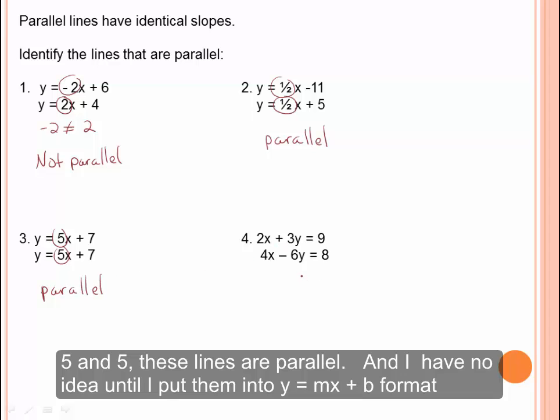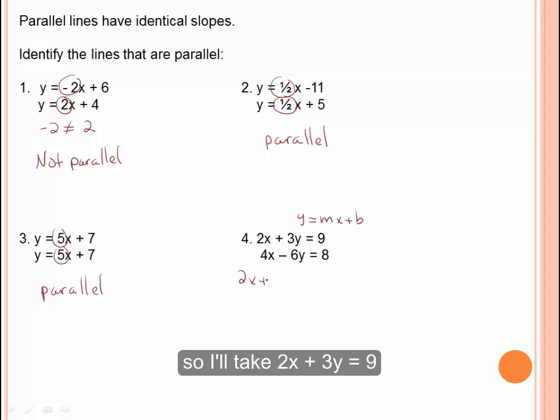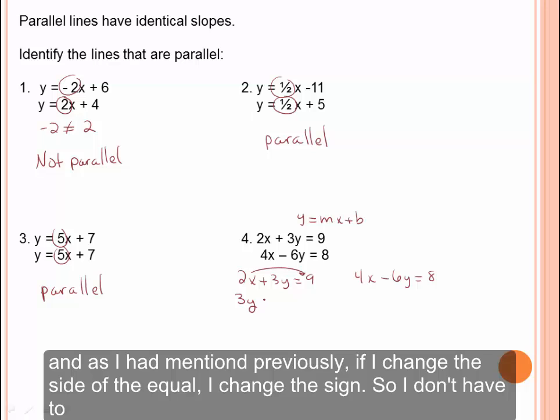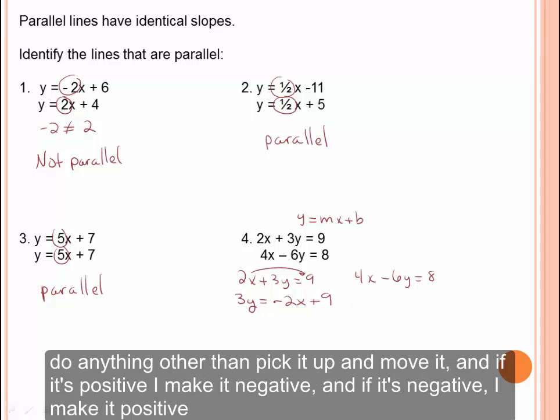And I have no idea until I put them into y equals mx plus b format. So I'll take 2x plus 3y equals 9, and 4x minus 6y equals 8. I'm going to move my 2x over. And as I had mentioned previously, if I change the side of the equal, I change the sign. So I don't have to do anything other than pick it up and move it. If it's positive, I make it negative. If it's negative, I make it positive.